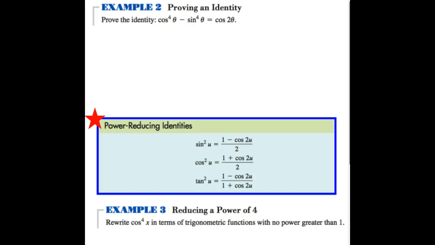All right. Example 2. We'll come back to the properties. On your sheet, it's flip-flopped. Example 2 says to prove the identity that the cosine to the fourth minus the sine to the fourth is equal to the cosine of the double angle. Okay? So let's start with the more complicated side, the one with the fourths on it. Cosine to the fourth minus sine to the fourth. Can we factor that?